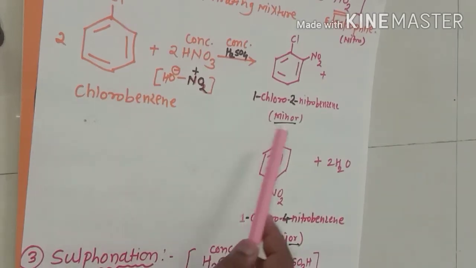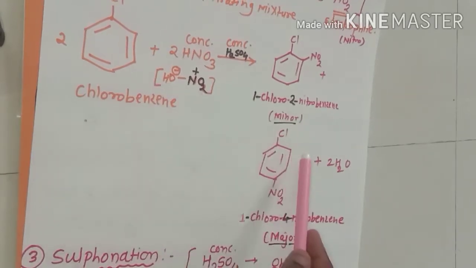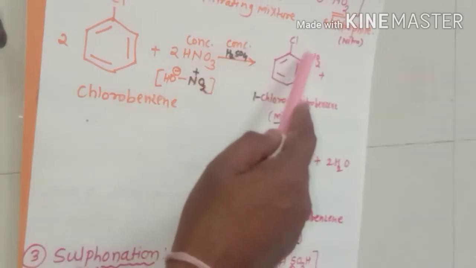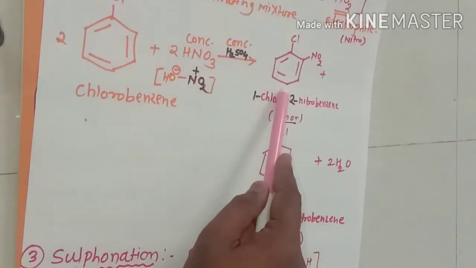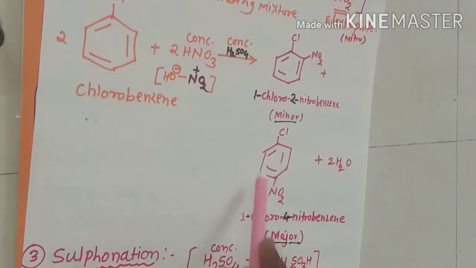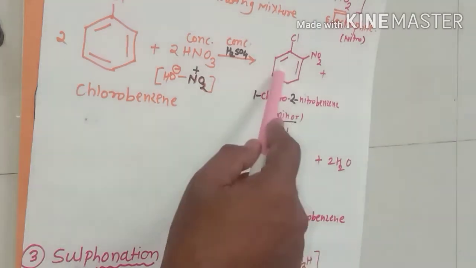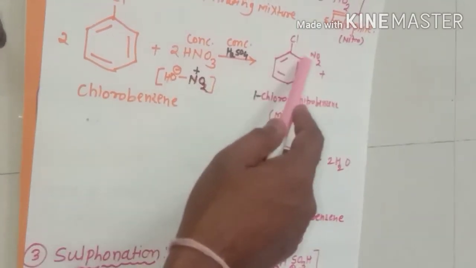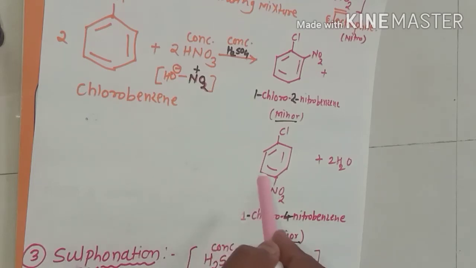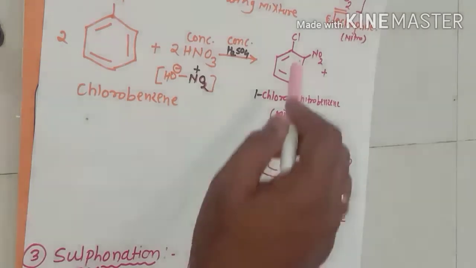1-chloro-4-nitrobenzene. In both reactions, the ortho product is minor because there is crowding: both bulky groups are near each other, hence this product is unstable and minor. The para product is major because there is much more distance between the two functional groups, hence this product is stable and obtained in major amount.